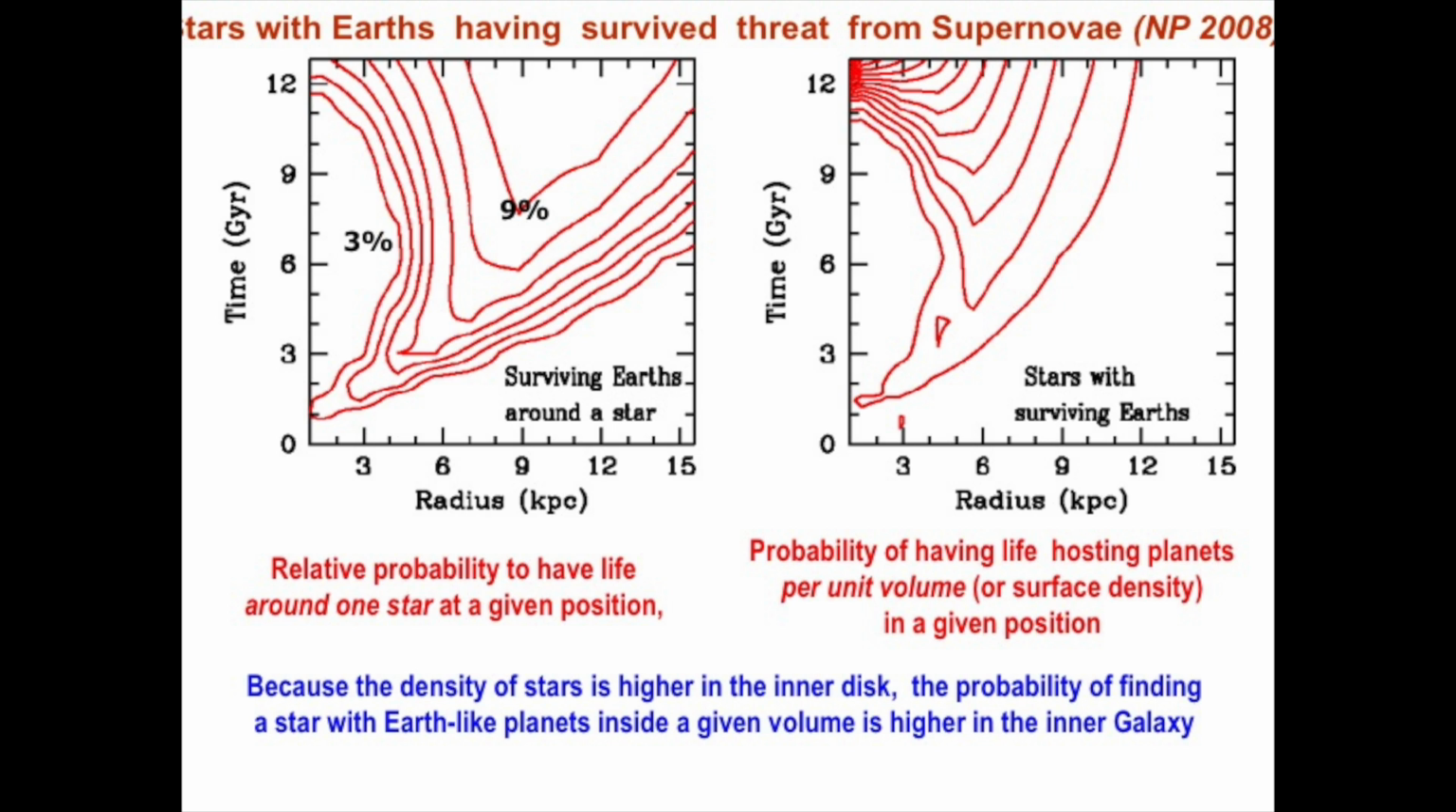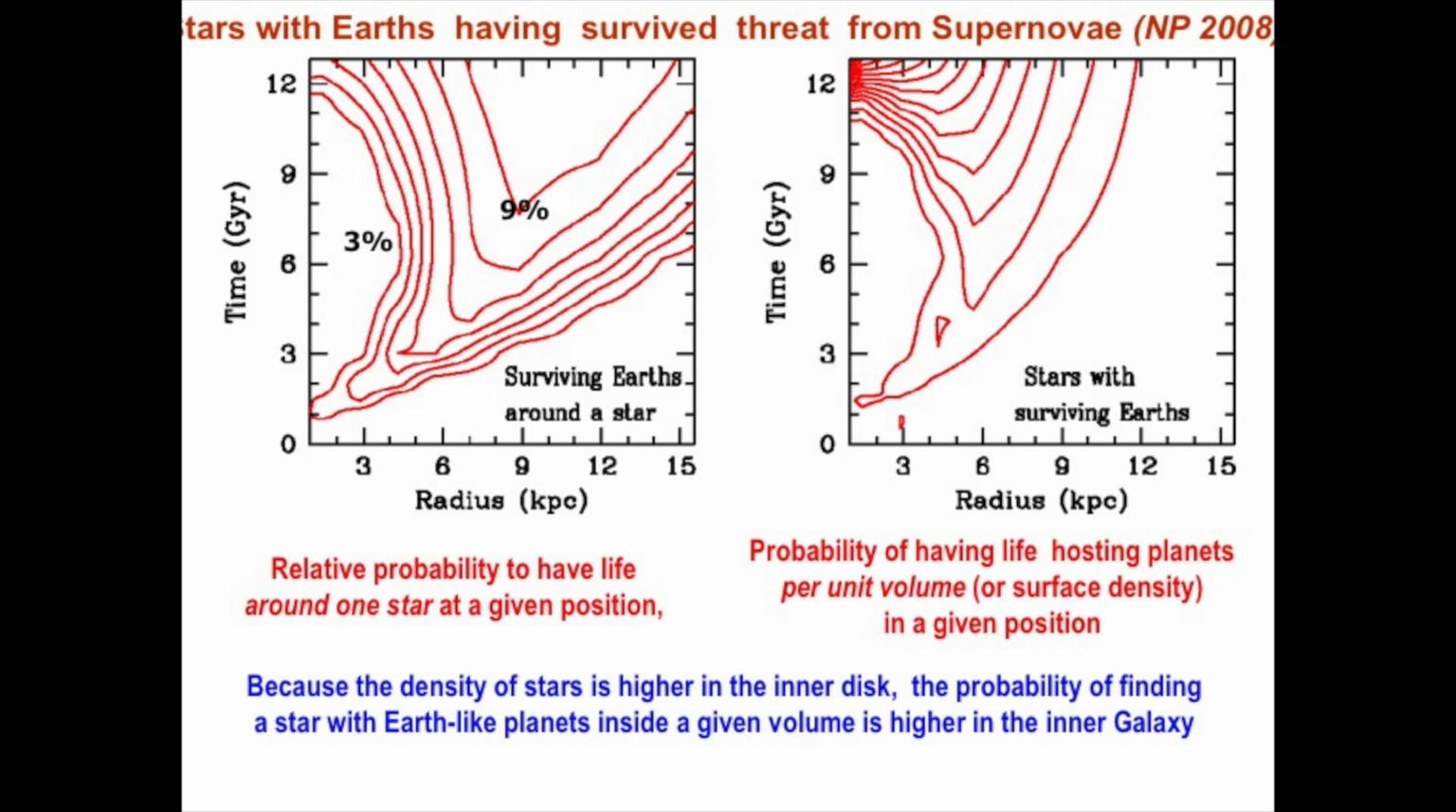But again, you may think if this has any meaning at all, because remember there are many more stars in the inner galaxy. So if you multiply this probability by the density of stars, which is higher in the inner galaxy, you get this thing. Now you find more Earths in the inner galaxy than just in the habitable zone there. So these are two different things.